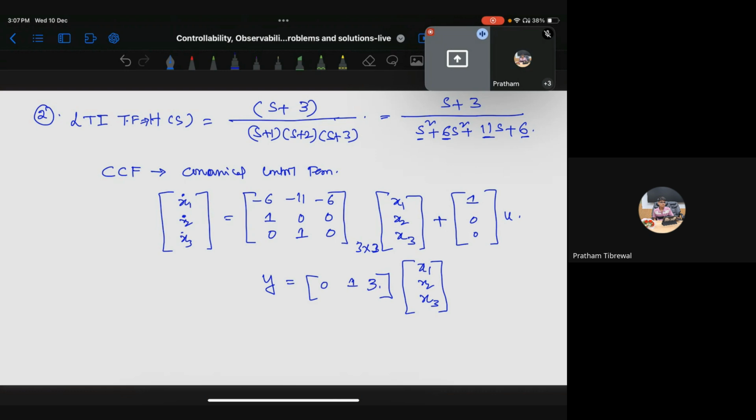Whenever a transfer function is given to us, we can directly write the state space form from the transfer function, just by observing it. So this is the transfer function, this is the state space. We take these coefficients into the A matrix, and we take these coefficients into the C matrix, then you will have the B matrix. So this is the A matrix, B matrix, C matrix. Is this clear?